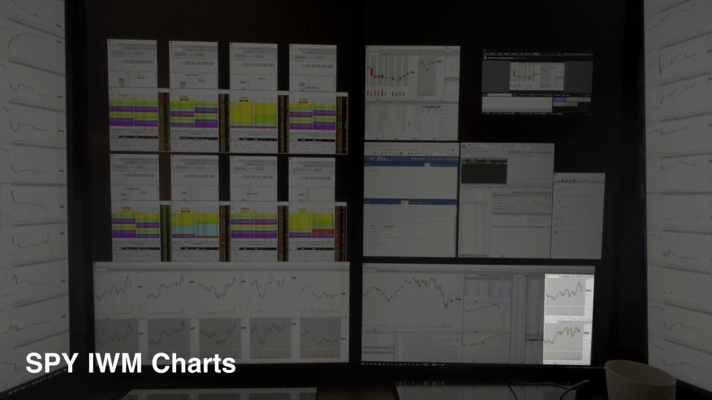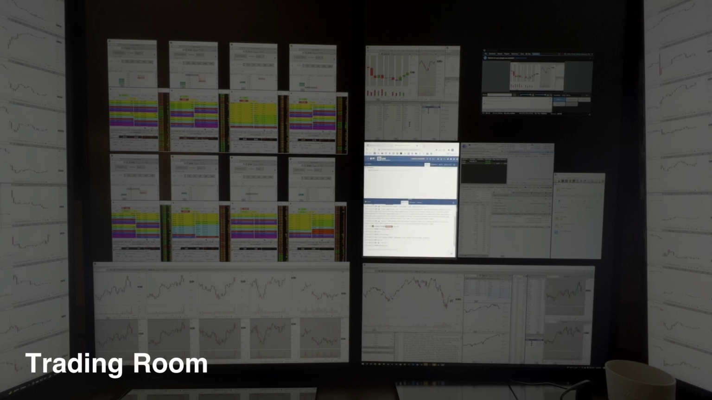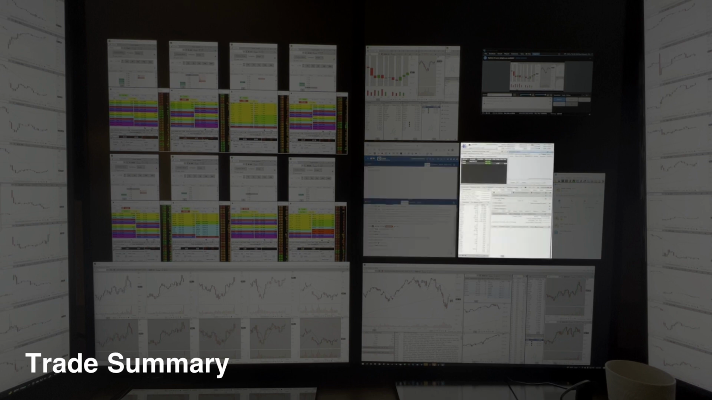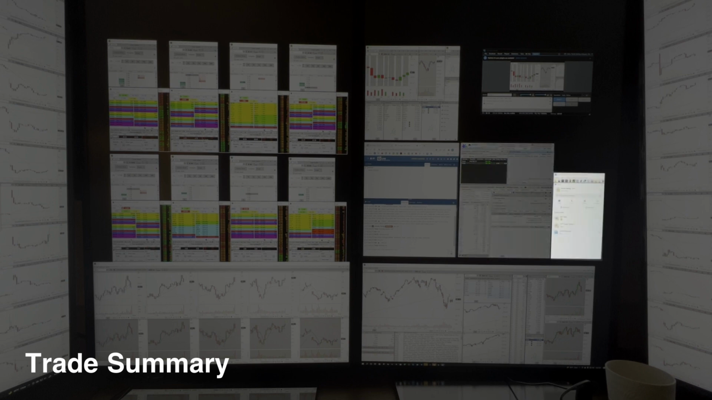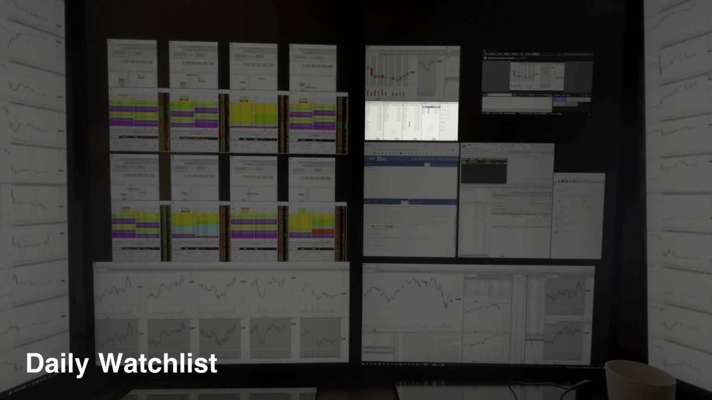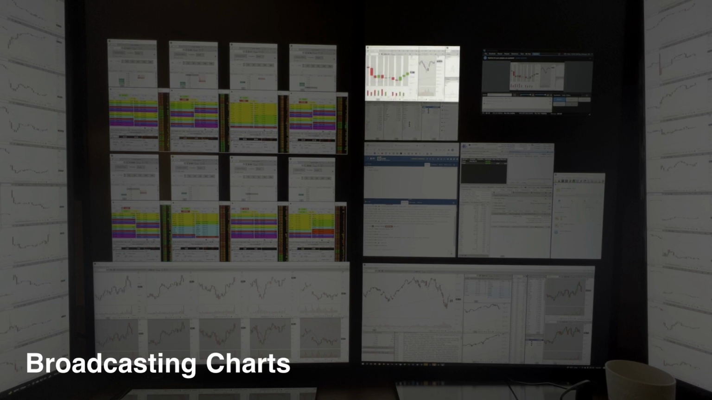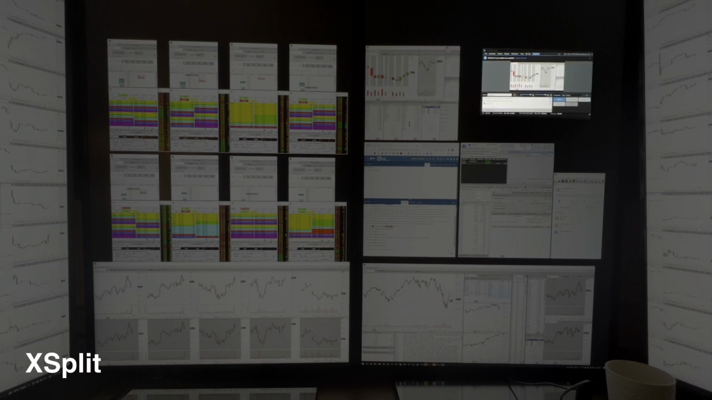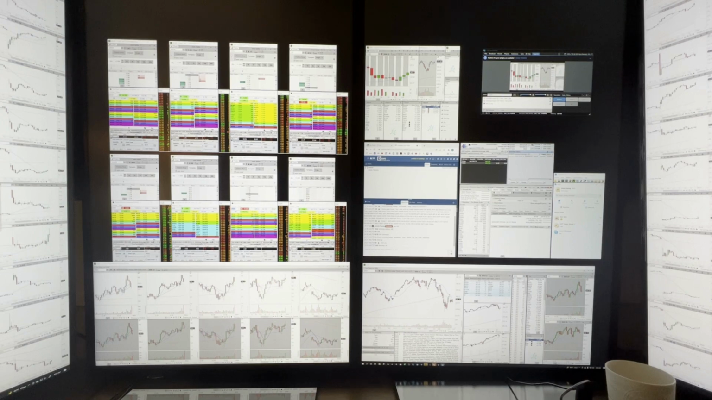And then I have a couple of intraday charts on the SPY and the IWM. And then above that, I have the trading room, and then my trade summary windows for both TOS and E-Trade. I don't have one for Sterling because I don't trade on it. I also have Skype, which I use to chat with Sammy and Ifan. And then I have some watch lists up here that I populate with some of my top watches for the day. And above that are the charts I'm projecting to the room, which I use XSplit to do. So that is what's on my main PC.